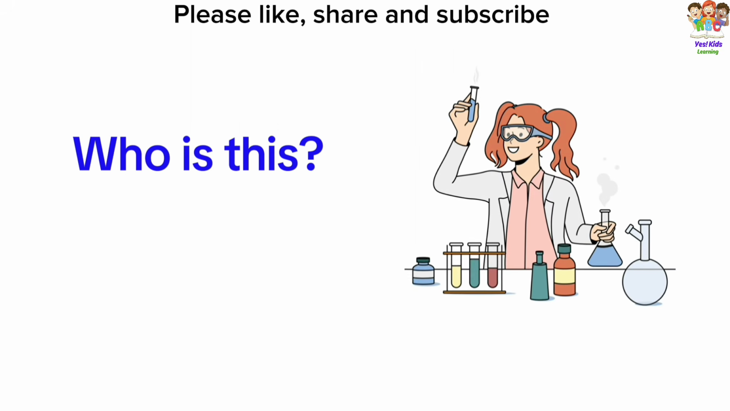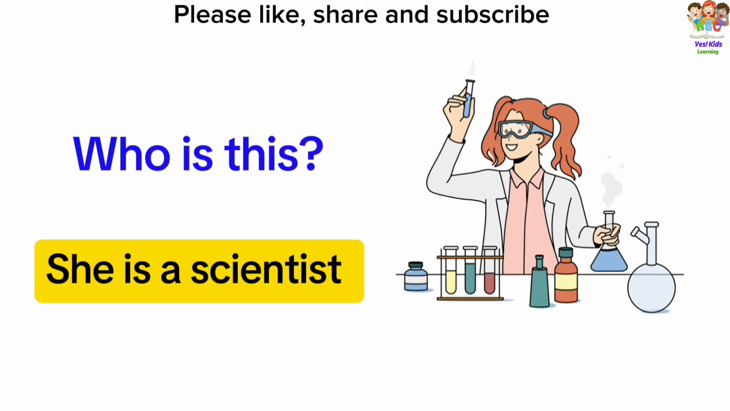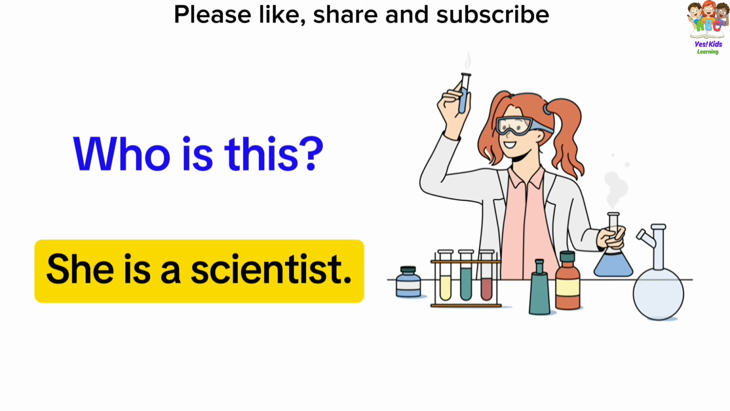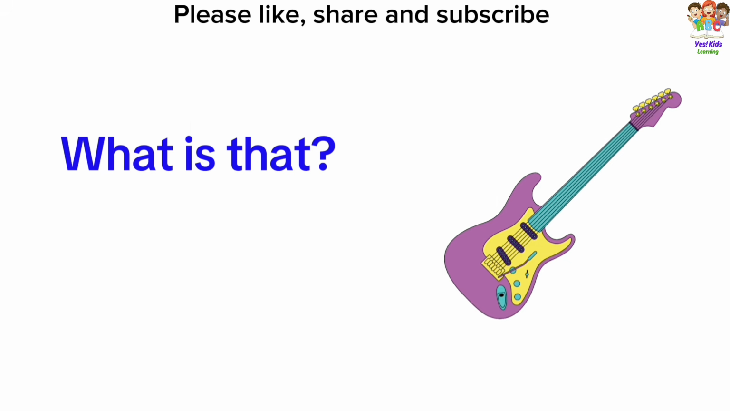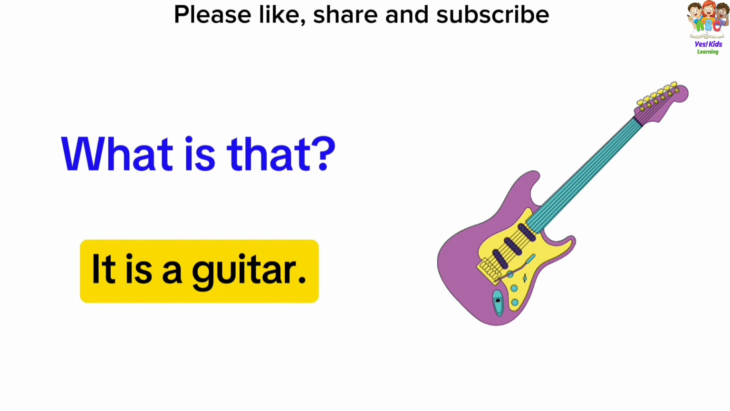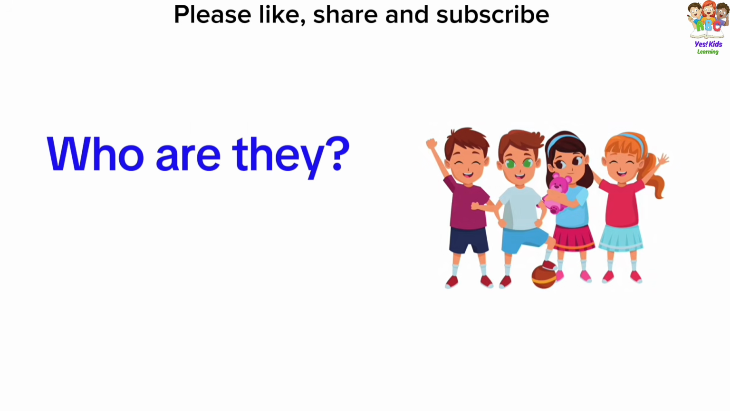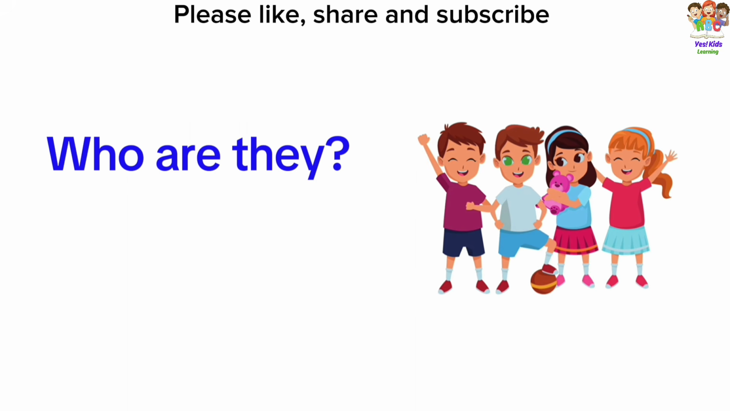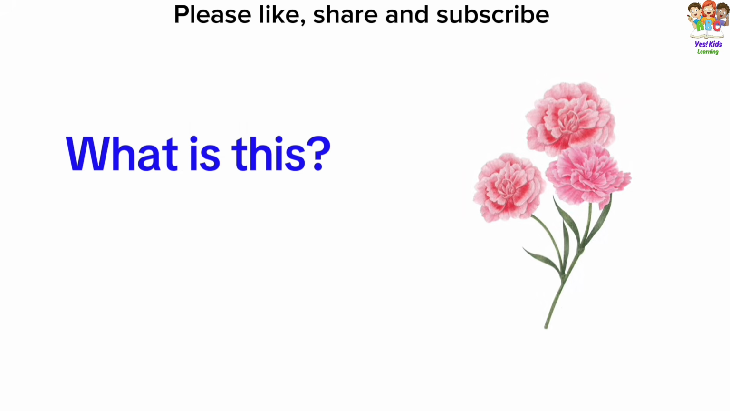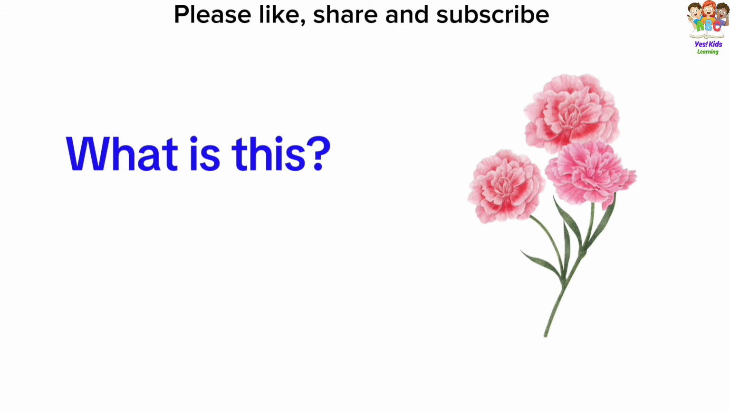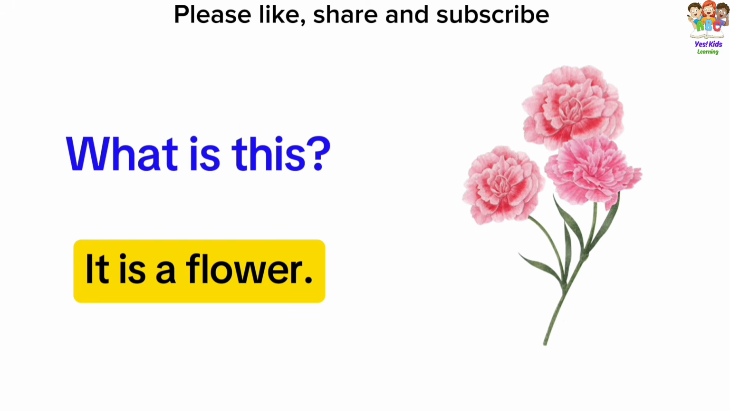Who is this? She is a scientist. What is that? It is a guitar. Who are they? They are friends. What is this? It is a flower.